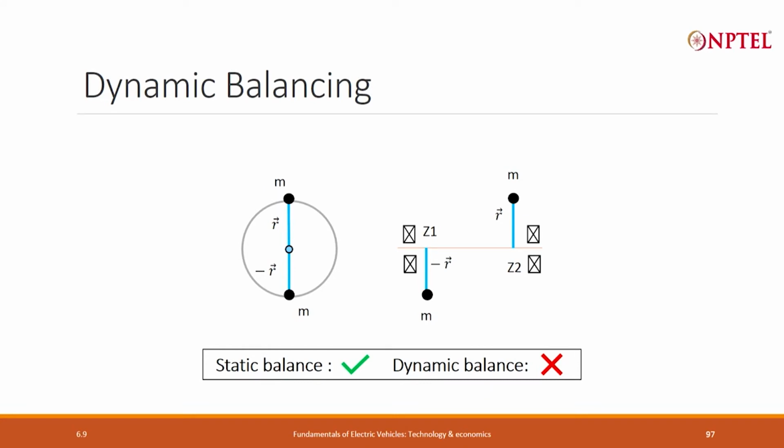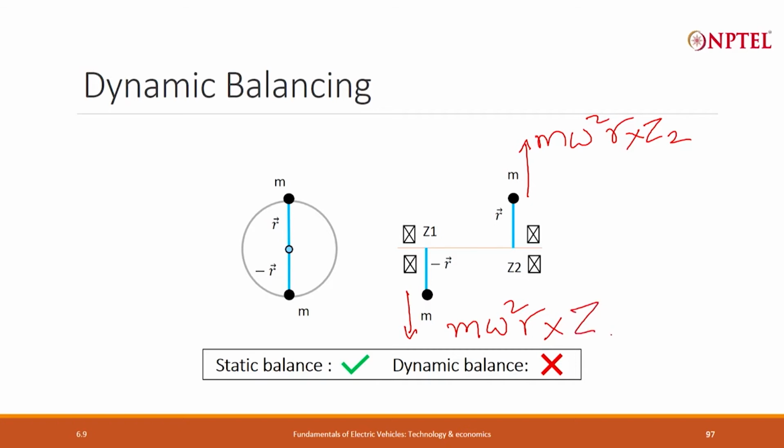But what happens when this whole thing is set rotating is that this mass will experience a centrifugal force m omega squared r, and it will create a moment about this point. The distance is z2, the axial distance, and this one will experience a centrifugal force same m omega squared r multiplied by z1.